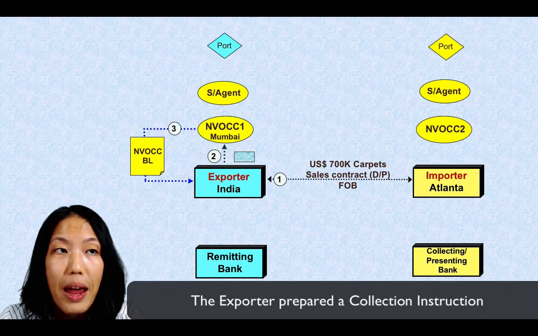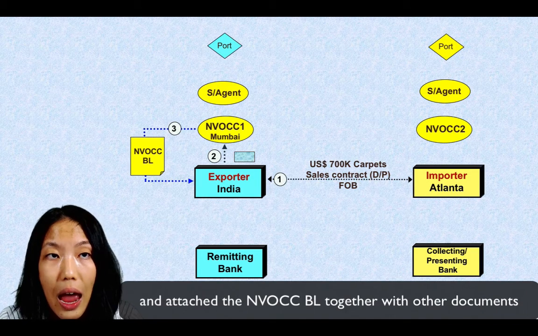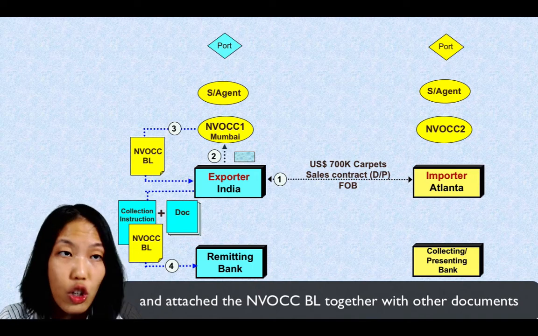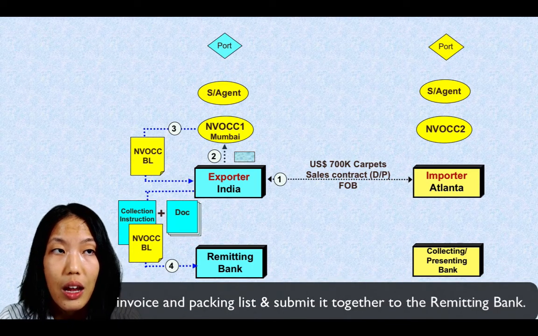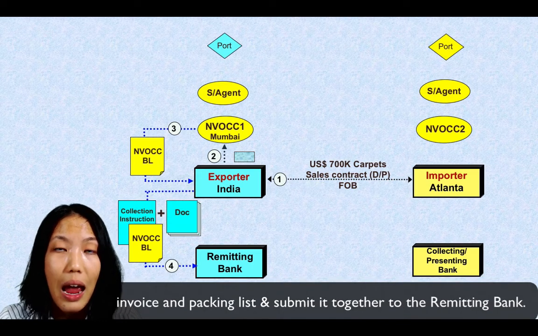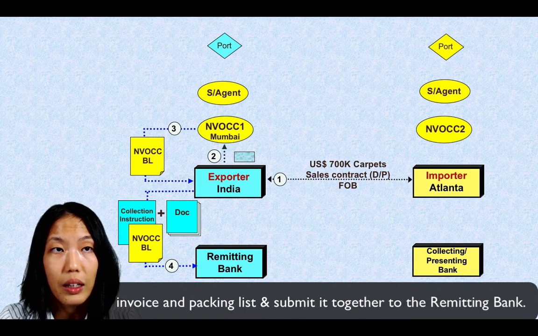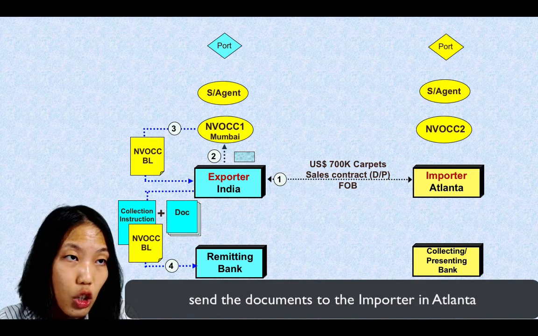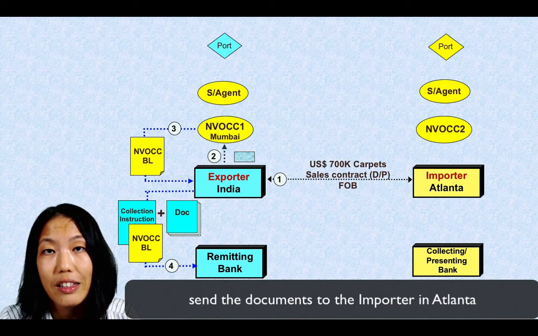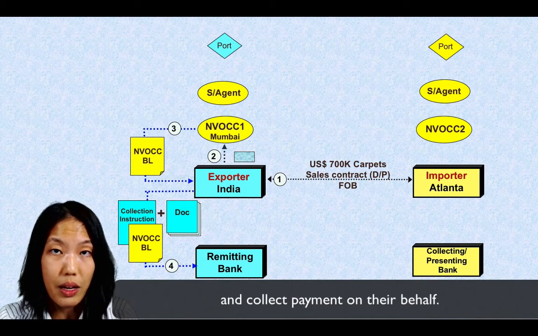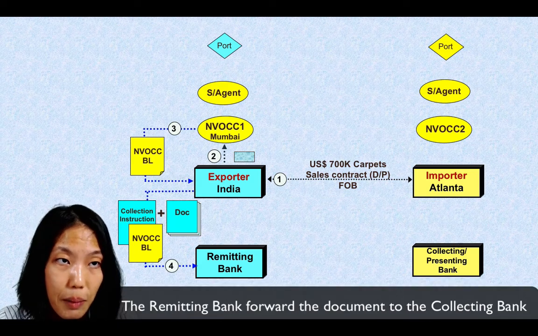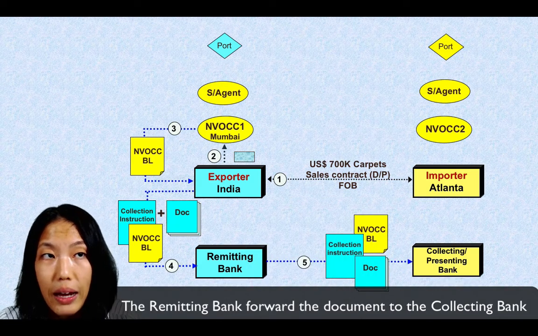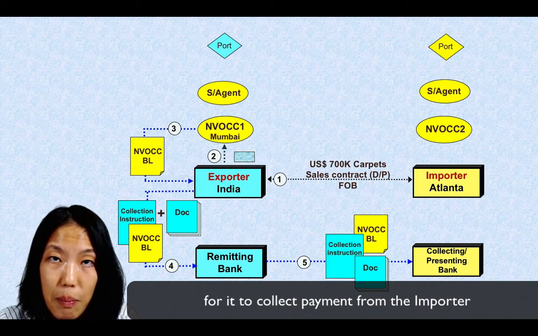The exporter prepared a collection instruction and attached the NVOCC BL together with other documents such as invoice and packing list and submit it to his remitting bank. The exporter requests the remitting bank to send the documents to the importer in Atlanta and collect payment on their behalf. The remitting bank forwarded the documents to the collecting bank for it to collect payment from the importer.